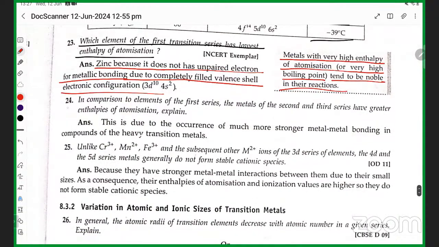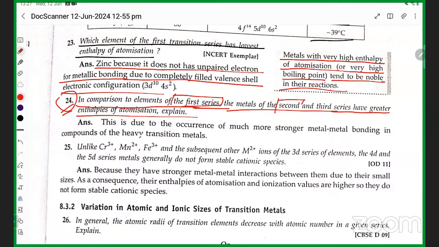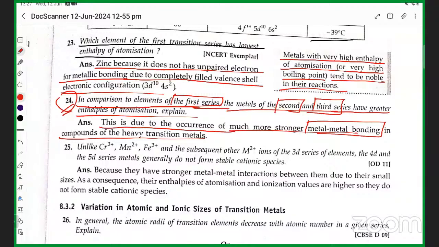Okay, next one, question number 24. In comparison to elements of the first series, the metals of the second and third series have greater enthalpy of atomization. This is due to the occurrence of much stronger metallic bonding in the heavy transition metals. So to break the molecule and convert it into atoms will require more energy.